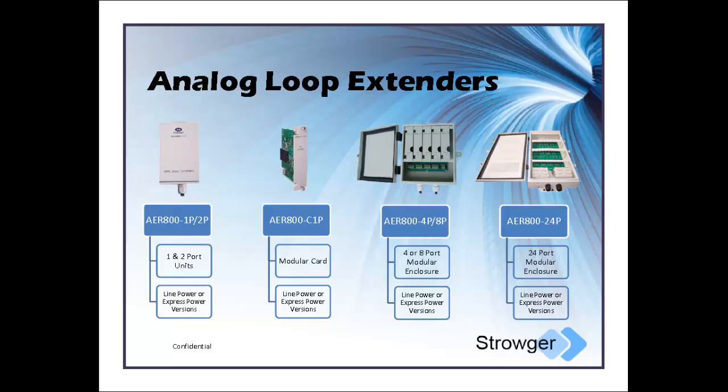It takes 5 minutes. So 1P or 2P, 1 port or 2 port, and then if you have more than 2 port requirements down a route, you can go to 4P, 4 port or 8 port enclosures, and finally we can go to a 24 port enclosure. Inside these enclosures are individual AER 800 C1P cards, so you can add subscriber capacity 1 subscriber at a time.